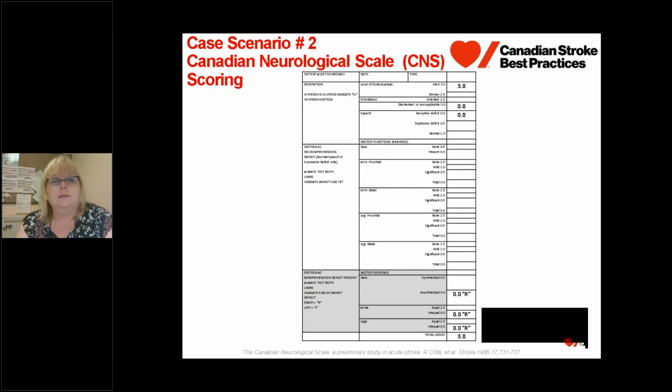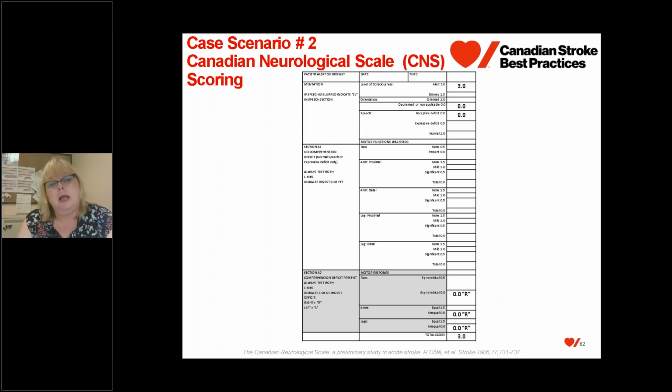So when we look at scoring, our second case was alert, was disoriented, and had a receptive deficit. We know then we move down to section A2, comprehension deficit, and here we know that there is right-sided facial weakness, and the movement in his right arm is unequal to his left because there was mild drifting after 2 seconds, and we also know that his right leg is unequal. There was mild drifting after 2 seconds. Patient received a score of 3 for his total CNS score.